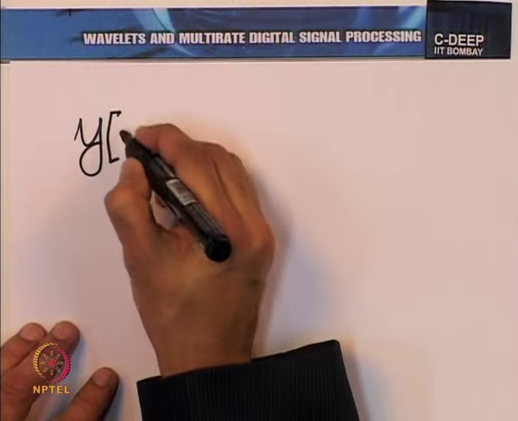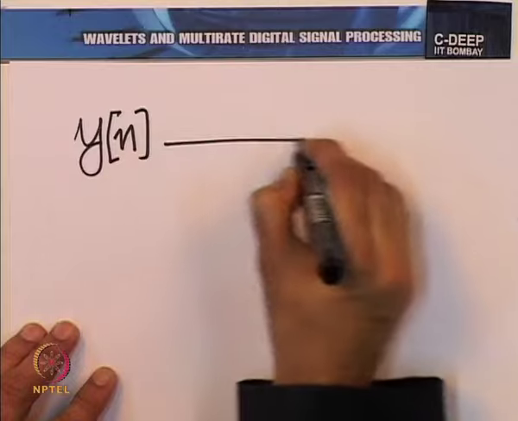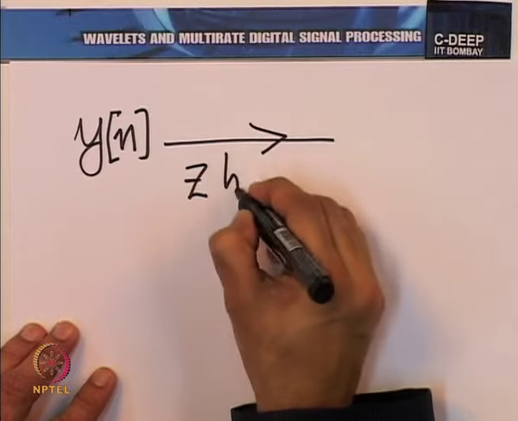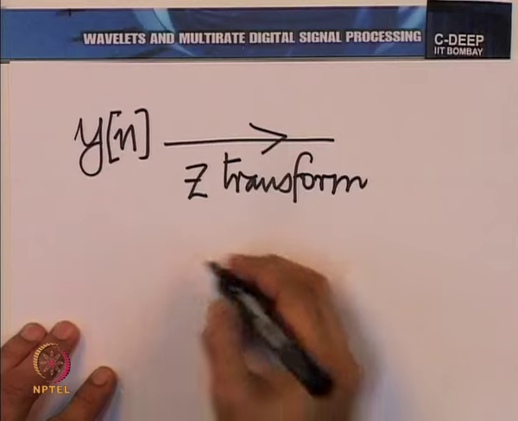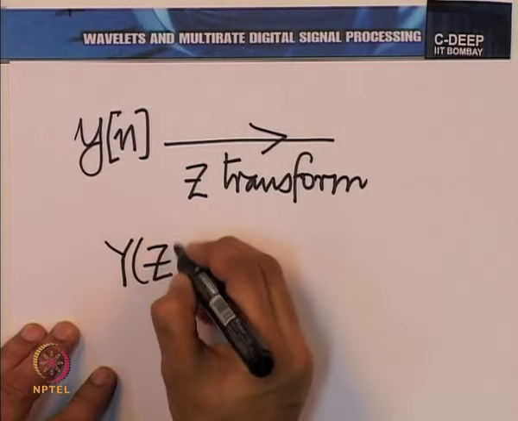Now, I shall just recapitulate a few concepts from discrete time processing to refresh our memories and enable our discussion. Recall that if we have a sequence y of n, its z transform is described by Y of z.